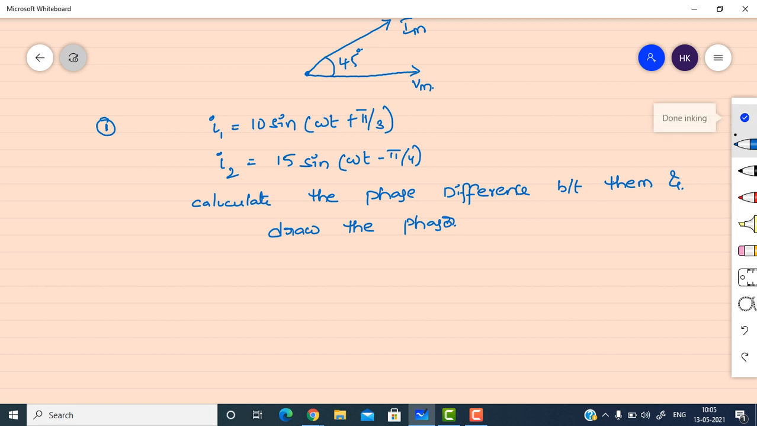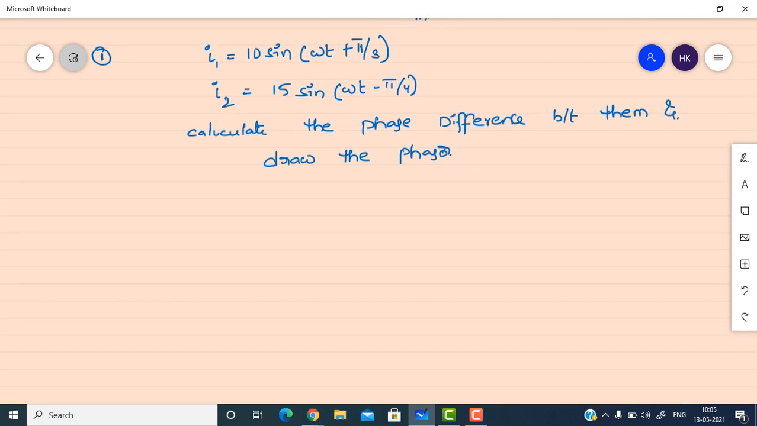Here we have two quantities I1 and I2. No alternating quantity is starting at the 0 position. This one is at pi by 3 and this one is at minus pi by 4. So in this case, take the positive x-axis as a reference. Then you can draw the phasor diagram. So I am taking the positive x-axis as the reference.